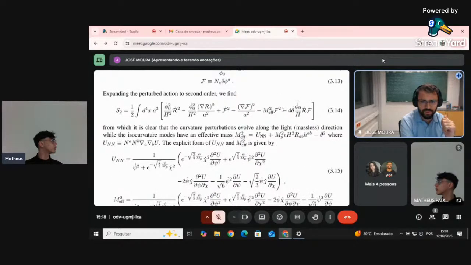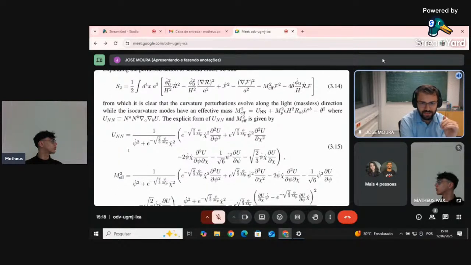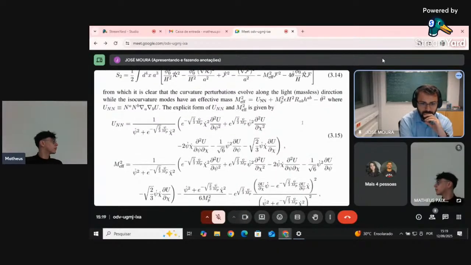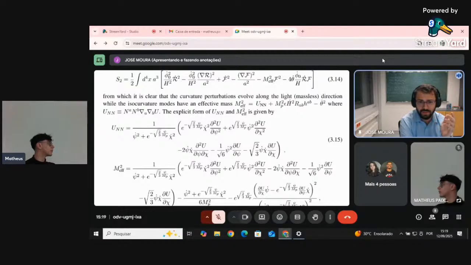The mass, of course, is defined as the second derivative of the potential. It's a very massive thing. You can find it here. So it's defined in terms of this U_NN, which is the second derivative in terms of the normal direction. So this is very interesting because this is a massive one and this is massless.